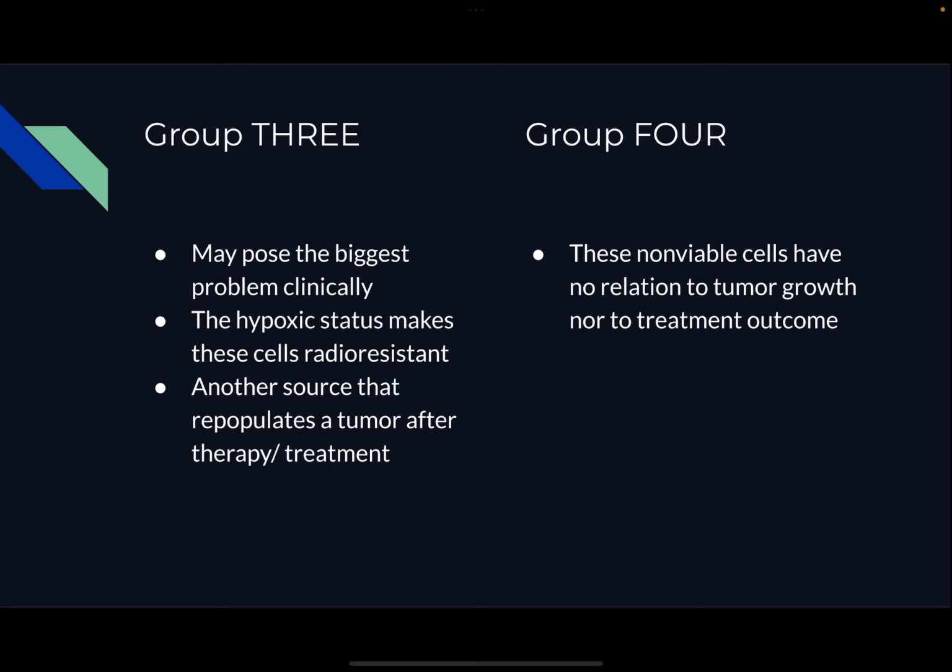Group 3 poses the biggest problem clinically because the hypoxic status makes these cells more radioresistant, and they also provide a source that repopulates a tumor after therapy or treatment. And group 4 is the non-viable cells that have no relation to tumor growth nor to the treatment outcome.